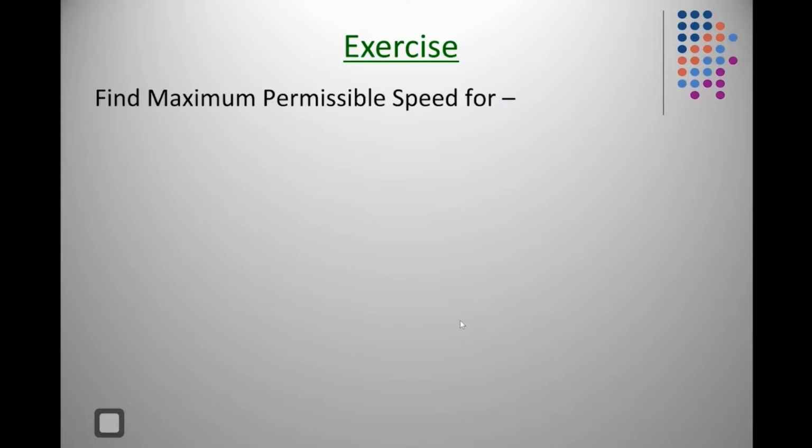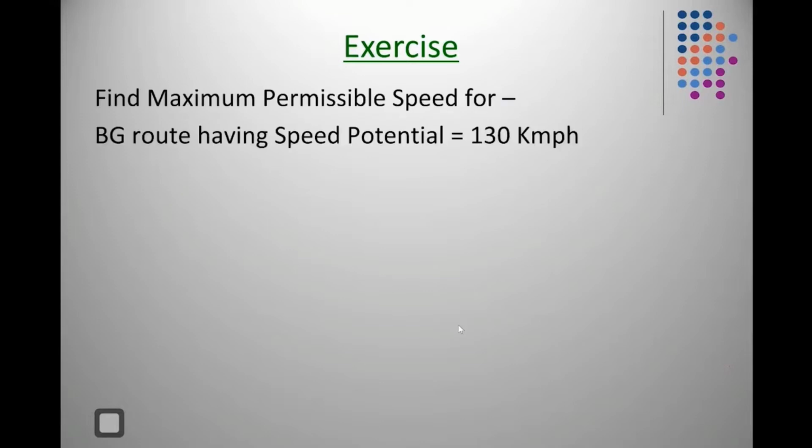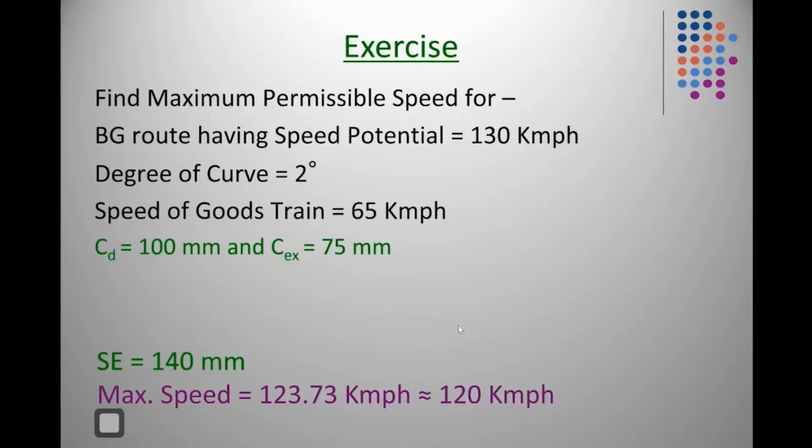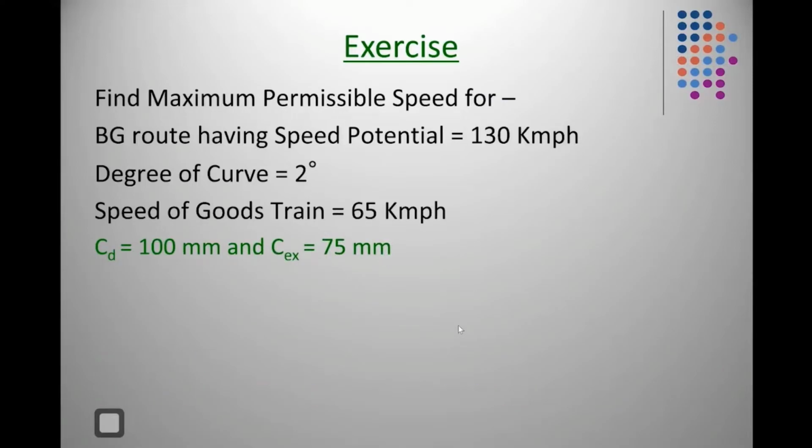First is, we will see this, we will try to solve this. So find the maximum permissible speed for BG route having speed potential of 130 kmph, degree of curve is 2, speed of goods is this much, CD is 100, CX is 100. So we want to find the maximum permissible speed, BG route having speed potential. So हमें radius मालूम है, R is going to be 1750 divided by 2 is equal to 875 meter. This is my radius of the curve.